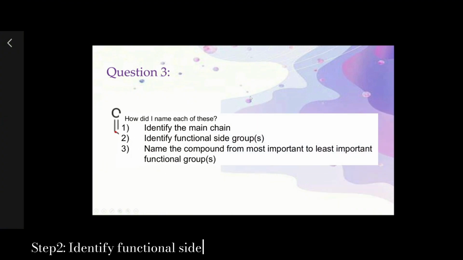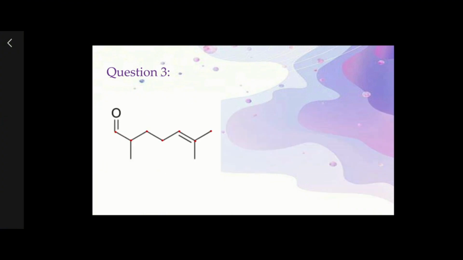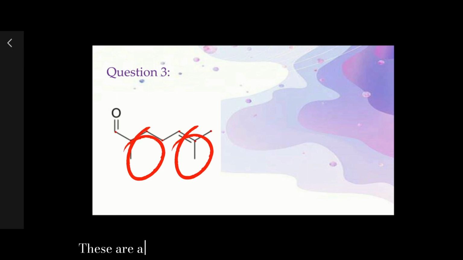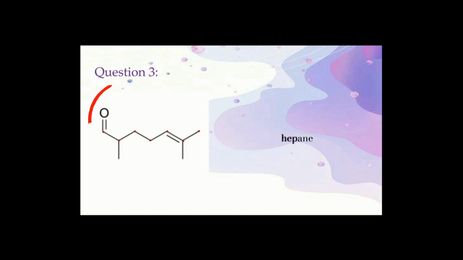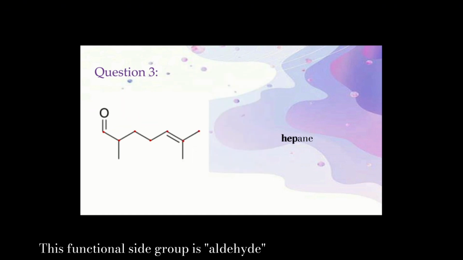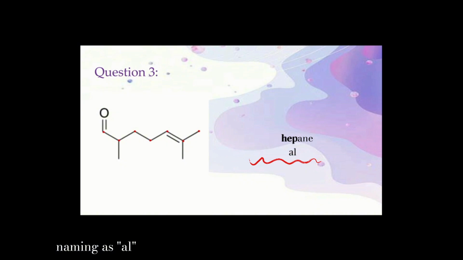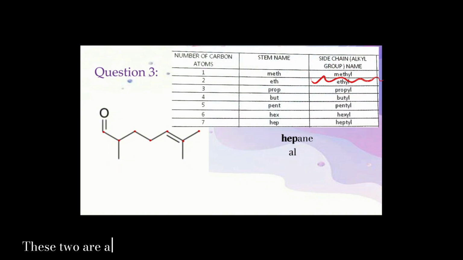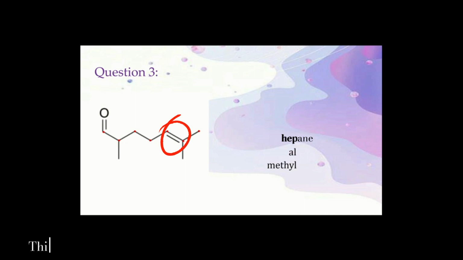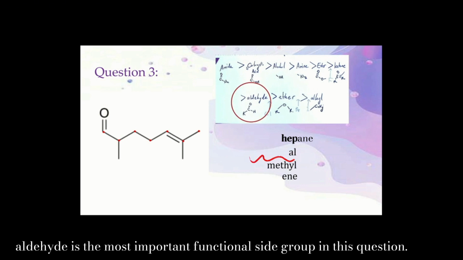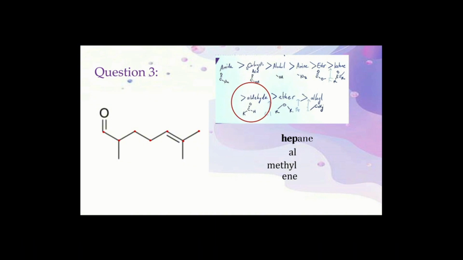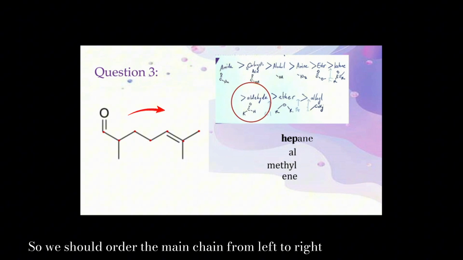Step 2. Identify functional side groups. These are all side groups. This functional side group is aldehyde, named as "-al". These 2 are both methyl. This is the double bond. Write it as "-ene". From this chart, we can know that aldehyde is the most important functional side group in this question. So we should number the main chain from left to right.